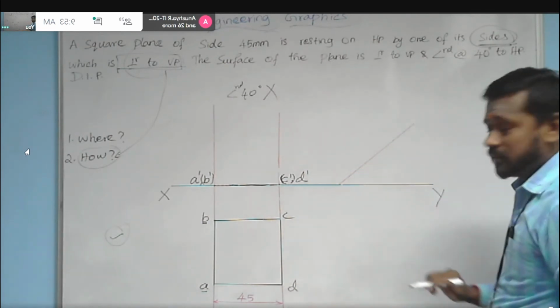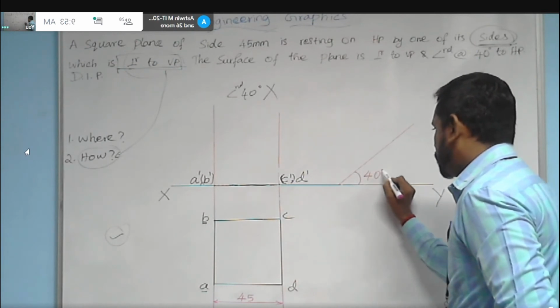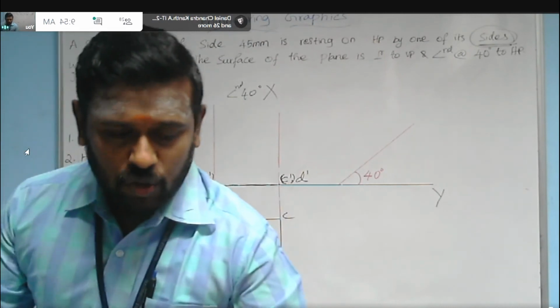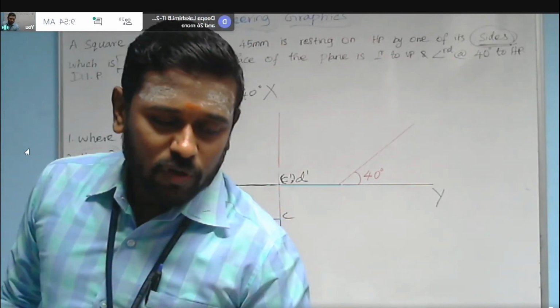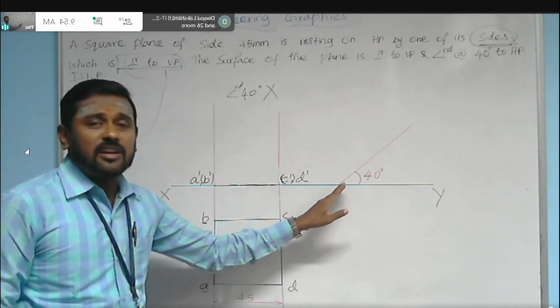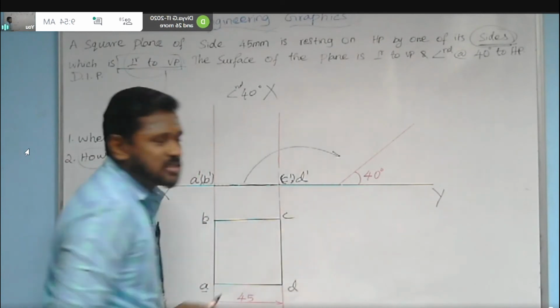This is a pilot line. It is inclined at 40 degree to HP. Now my duty is to redraw the front view, which is already parallel to HP, as inclined at 40 degree to HP. Simply redraw it in this way. Okay.